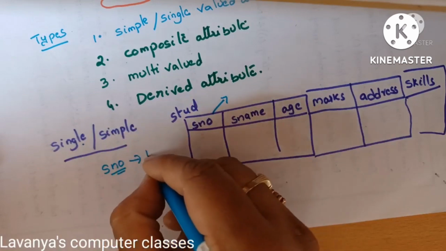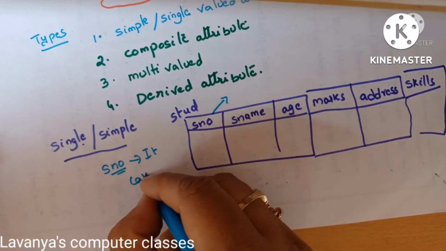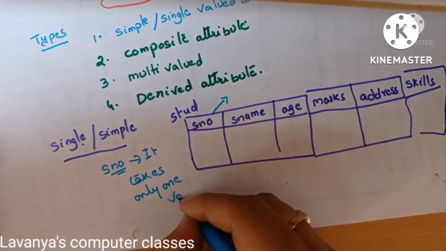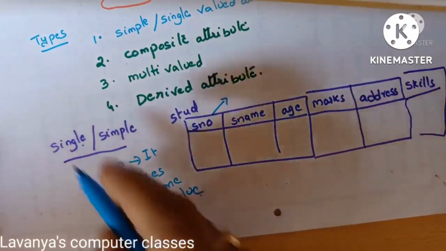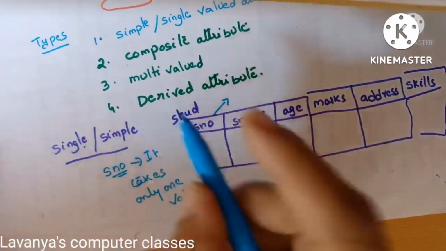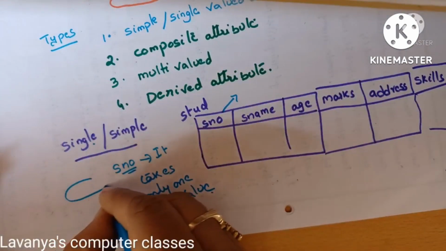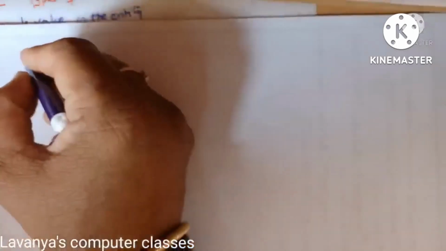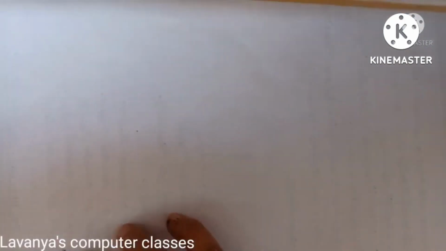Of all these attributes, serial number is the simple or single valued attribute, because it is not possible to break it into subparts, and it takes only one value at a time. For a serial number, how many values are given? Only one. The symbol used for representing a single valued attribute, like a normal attribute, is the ellipse only.